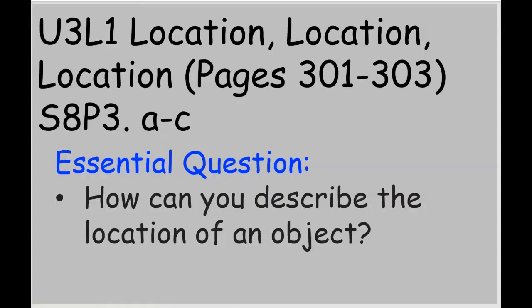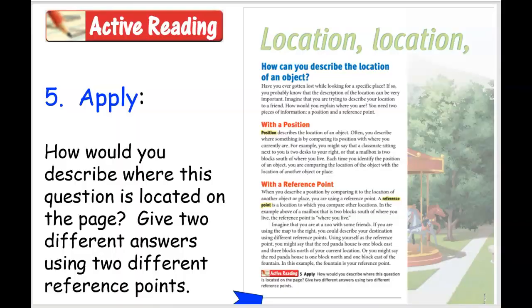The first subset of lesson 1 is called Location, Location, Location. An essential question here is how can you describe the location of an object? Make sure that you read your textbook as you're going along. Don't skim, and don't just answer the questions. The textbook has a lot of great explanations and examples to help you understand the concepts you need for the class. Number 5 asks you, how would you describe where this question is given on this page? Give 2 different answers using 2 different reference points.